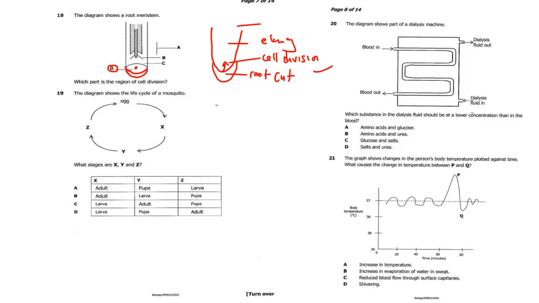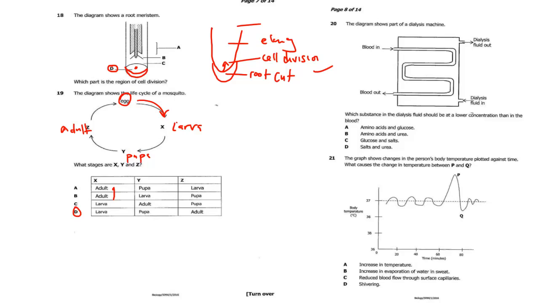Question 20, the diagram shows the life cycle of a mosquito. What are the stages X, Y, Z? The egg hatches to a larva, so this is the larval stage. Then the larva becomes a pupa, then the adult mosquito. So X is the larva, Y is the pupa, then of course the adult. So the answer is D.